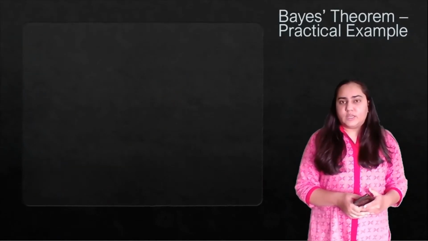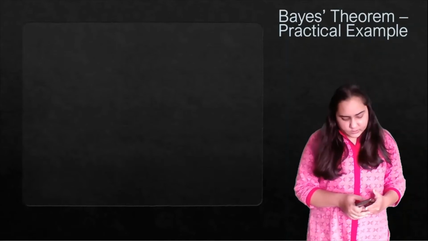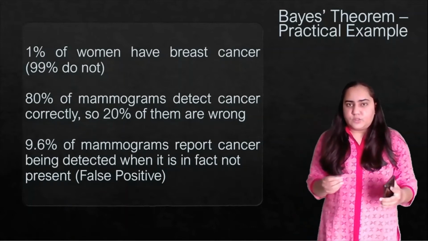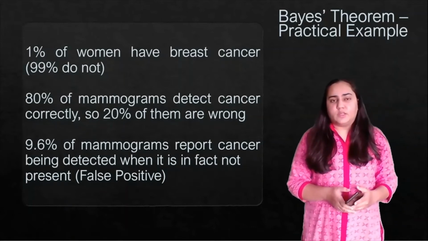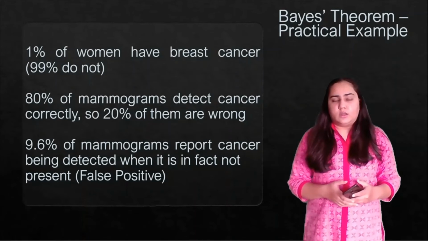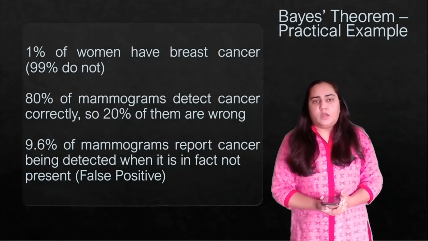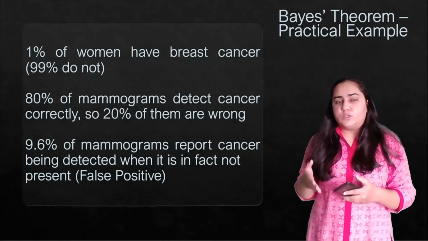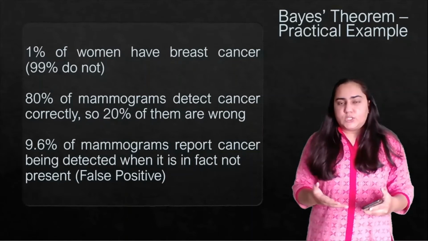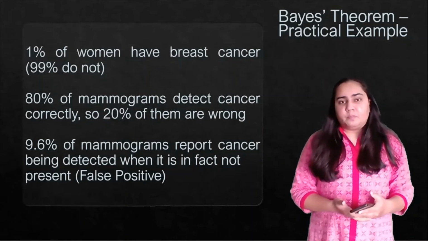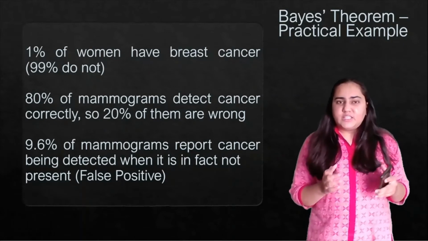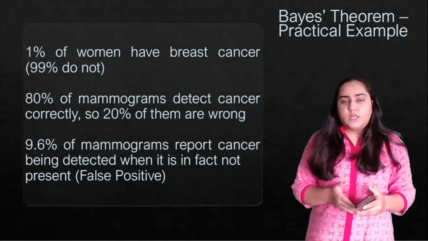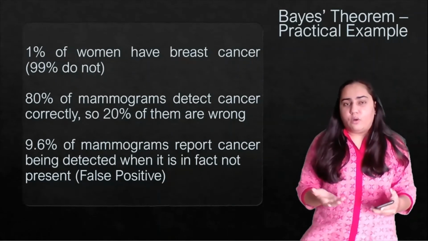And now we are going to see a practical example of the Bayes' theorem. So let us say this is a practical example. This is some statistical data. It's not something that's just randomly written. Now 1% of women have breast cancer, which means 99% of women do not. And the test which is done to detect this type of cancer is known as a mammogram. So 80% of mammograms detect cancer correctly, and that's why 20% of them are wrong.